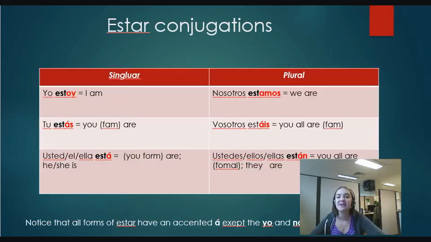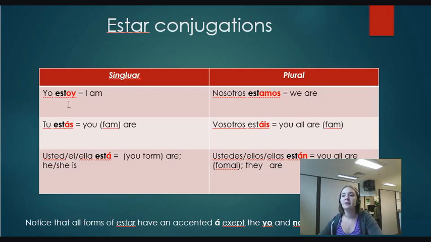subject pronouns. Ser is the verb that you use when you say I am, you are, he is, when you're talking about more permanent things. Estar is used when you're talking about temporary things. So for example, if I'm feeling hot today or I am happy right now, you're going to use forms of estar instead of ser. So let's first look at how you change the word estar to make it into I am, he is, you are.